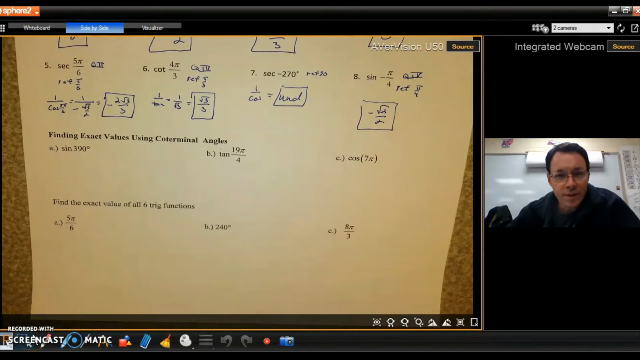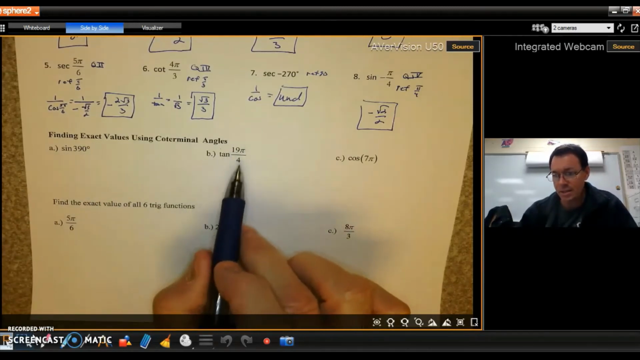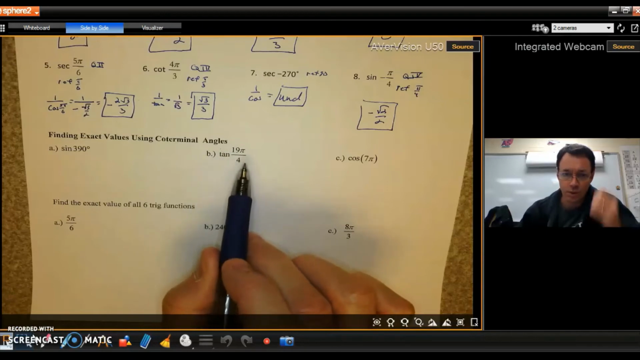All right, so what if I'm going to add one step, okay? What if I gave you an angle that's too big? Like, what is the sine of 330? Or what is the tangent of 19 pi over 4? That's way more than one revolution.